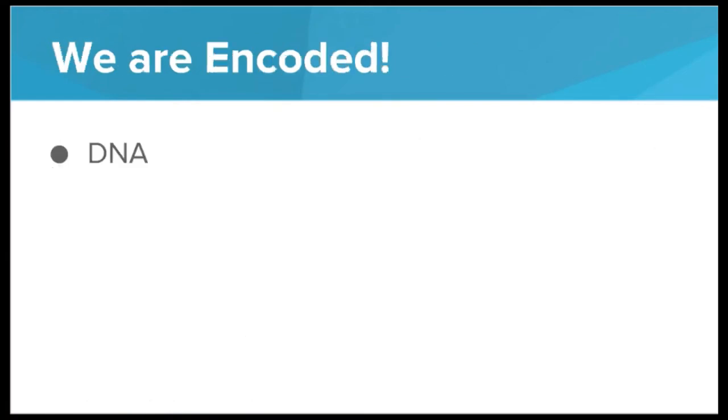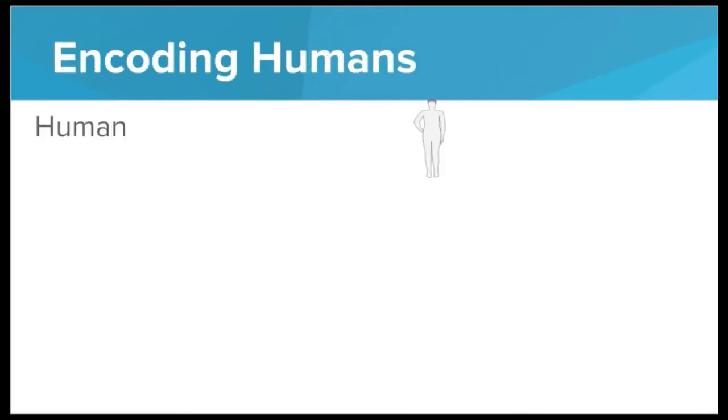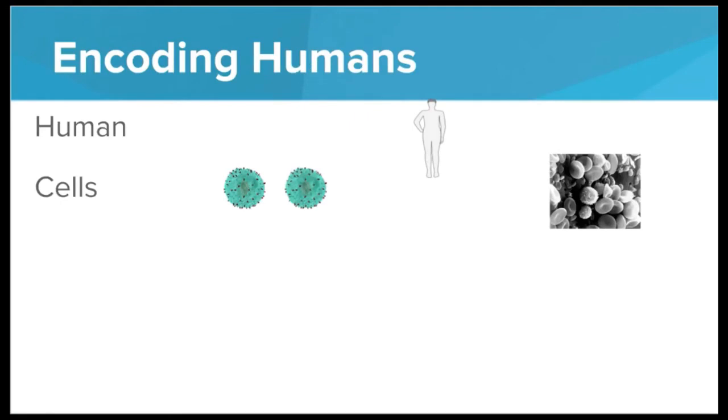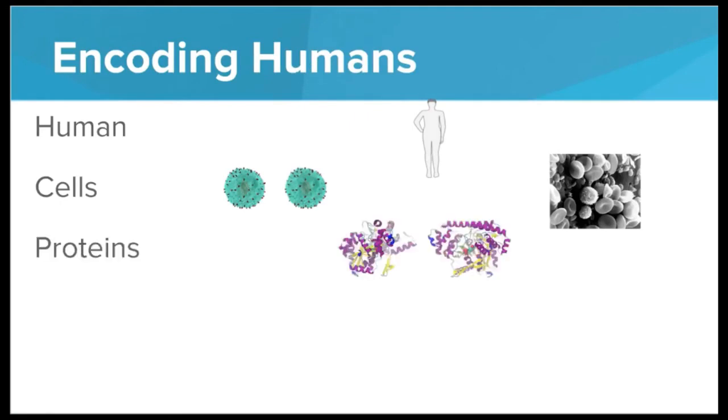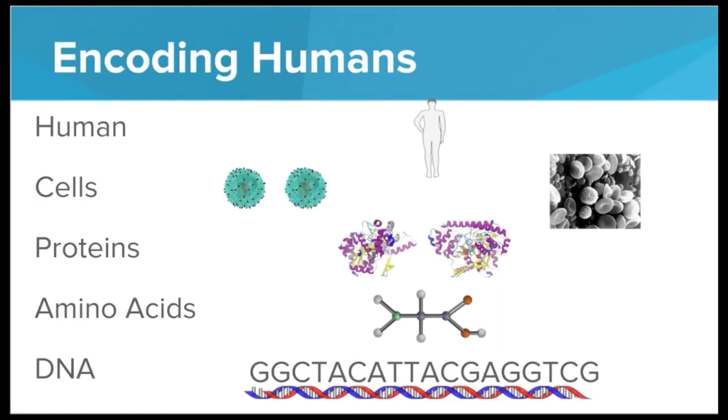And it turns out humans are encoded as well. Every human has DNA that spells out the exact instructions for making every type of protein in your body. So at the very top level, we have a human. But really, a human can be broken down into several cells. And each of these cells have their own proteins. Now, how are these proteins made? Well, each protein is made up of a series of amino acids. And the exact sequence of amino acids that go into making a specific protein is encoded using DNA.